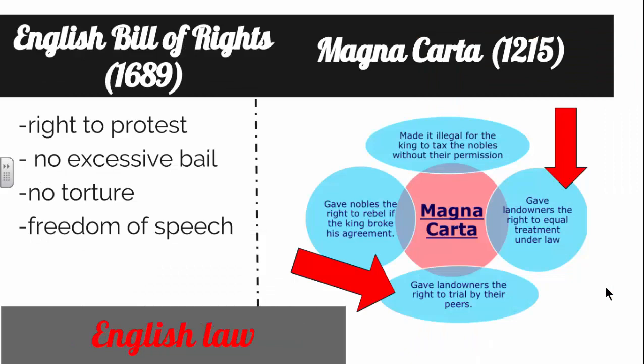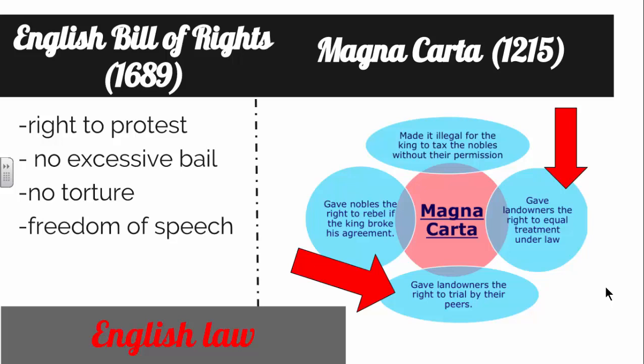So the English Bill of Rights in 1689, we get from it the right to protest, and that right that's protected in our Bill of Rights, that we have the right to do that lawfully. No excessive bail, no torture, like cruel and unusual punishment, and then freedom of speech.